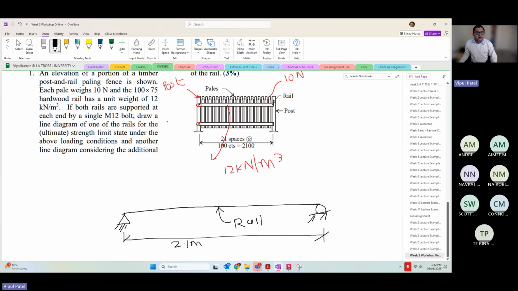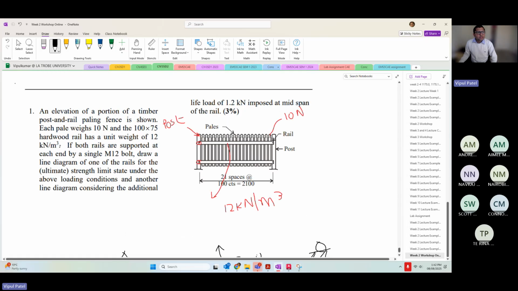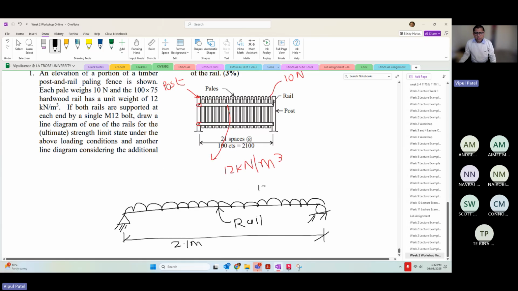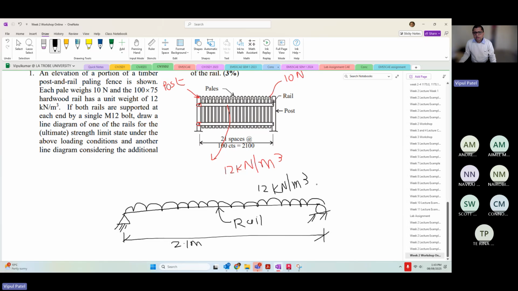Now in the rail, first of all, you can calculate the dead load, the self weight of the handrails, using the unit weight. So this will have 12 kilonewton per meter cube. You can get the self weight in kilonewton per meter by multiplying by the perpendicular area, and that area is here.